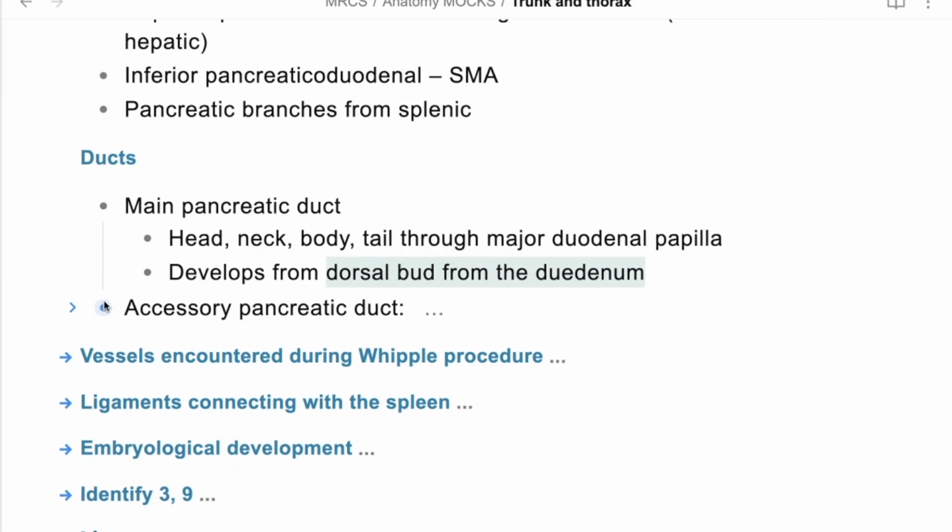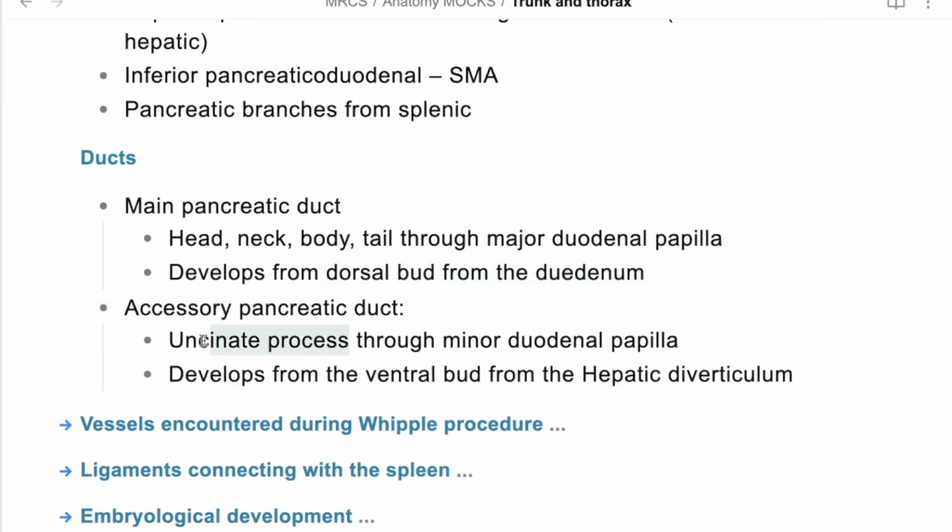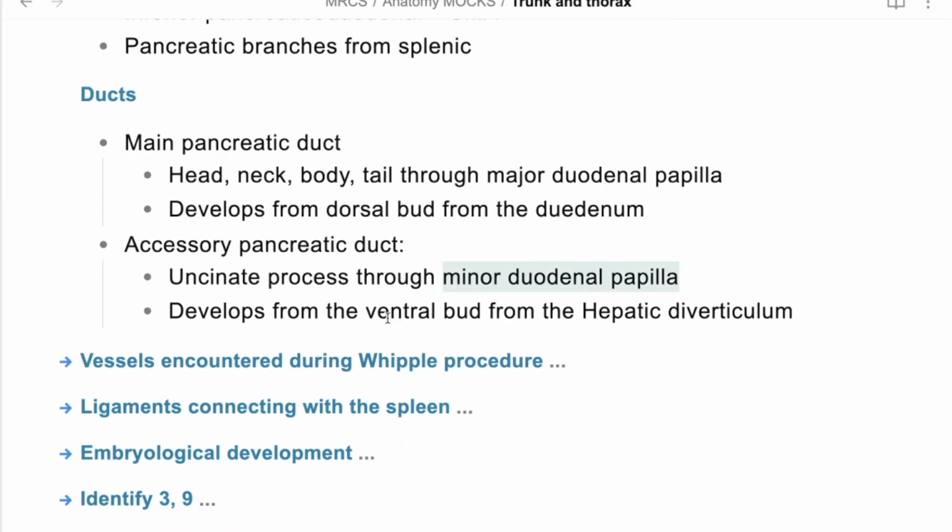The accessory duct only drains the uncinate process and enters the duodenum through the minor duodenal papilla, and it develops from the ventral bud of the hepatic diverticulum. All right. So that's the difference between them.